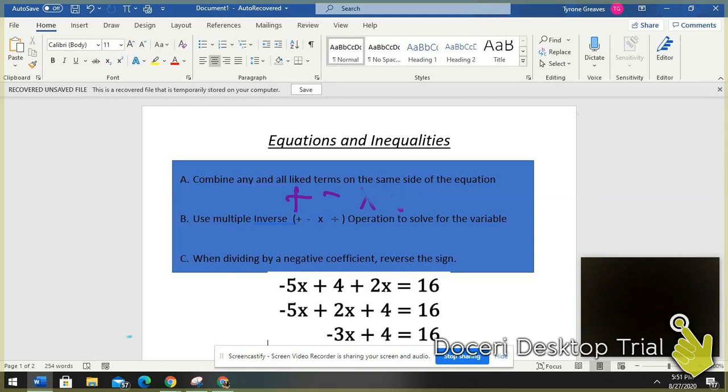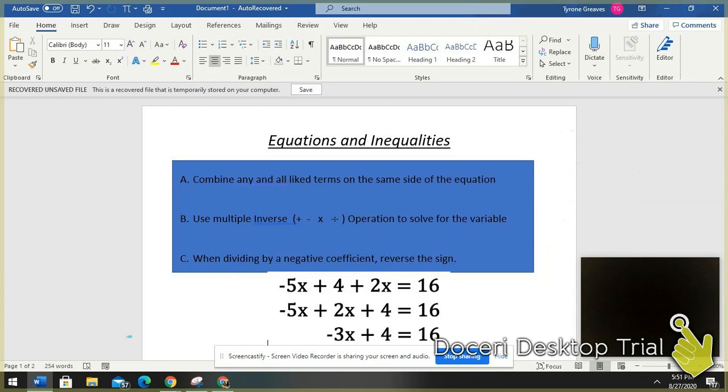And then lastly, it's more of a good guideline tip for inequalities, but let's just apply it to all. When dividing by a negative coefficient, reverse the sign. So if I had negative 3x equals 9, and when I divide by using my inverse operation, right here I'm dividing by a negative number. Well, let's say greater than or equal to. Then when I do that operation and get the negative 3, I have to flip the sign and it's read less than or equal to.